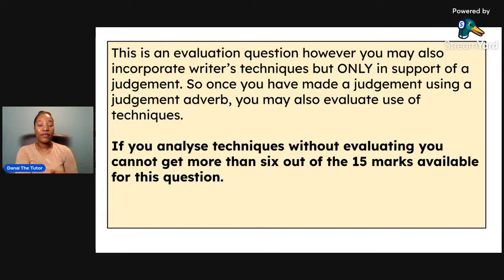Okay, so it's an evaluation question, but you can talk about writer's techniques, but you only talk about them to support your evaluation. Okay, because if you just talk about the techniques without evaluating, you can't get more than 6 out of 15 marks. Okay, if you do that, you can't even get 50% for this question. So you can talk about techniques like language and structure techniques. However, you only use them to support your evaluation. Okay, so first of all, evaluate the use of settings, ideas, events, and then you can support it with an evaluation.